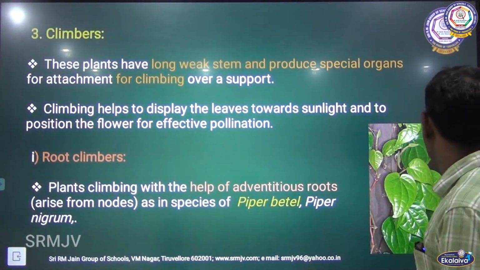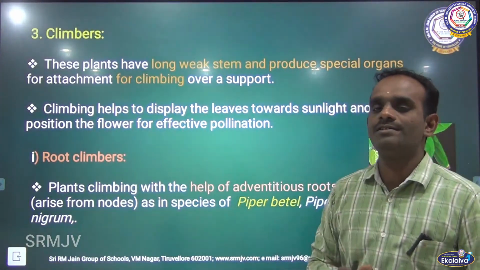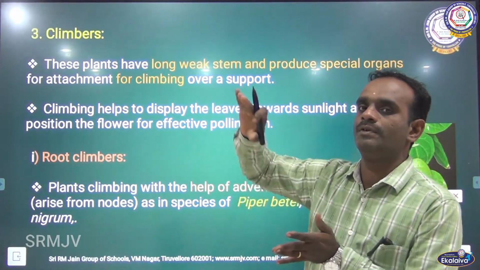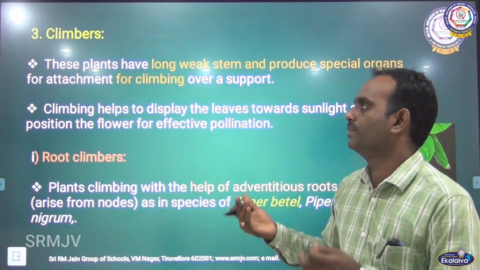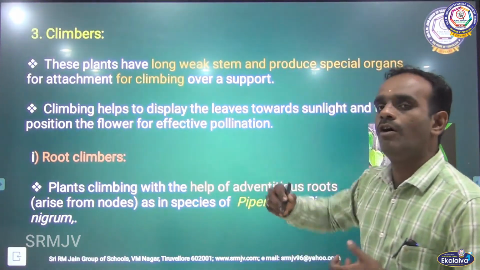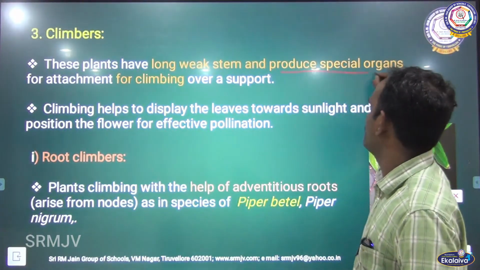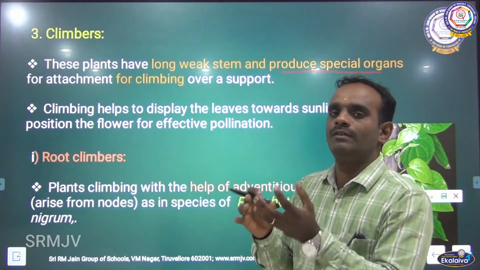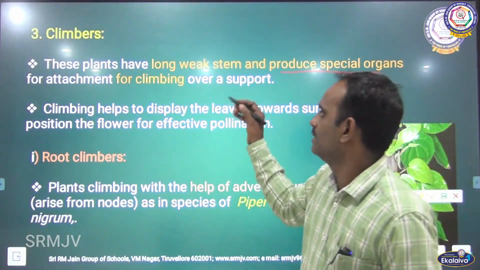The next we will see the climbers. The name itself you can easily understand the concept, children. Climbing gives support. The plant climbs on another plant for support. These plants have a very long weak stem and produce special organs for attachment. For climbing, they need a special organ for attachment.